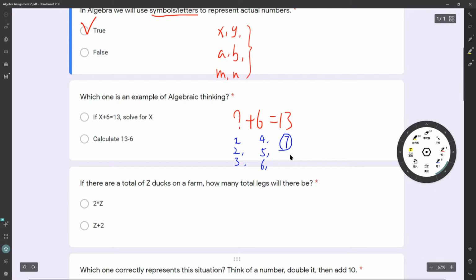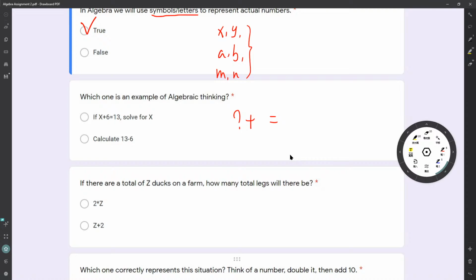But when we get to more difficult questions, say I change this question a little bit: a number plus 16.7 will give you 293.1. And it becomes harder, right? It becomes harder for you just to try and match. And that's when we will need to use algebraic thinking. We will need to use letters and symbols.